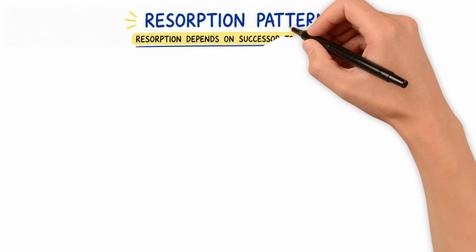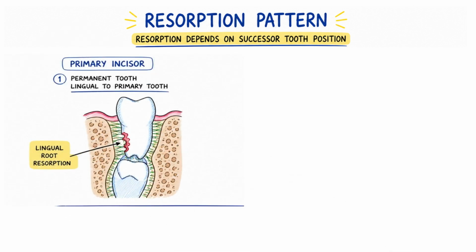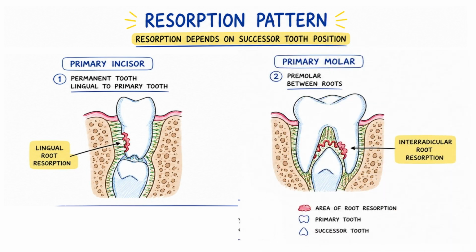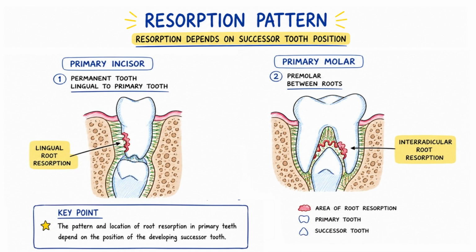The pattern of root resorption depends on the position of the developing permanent tooth. In primary incisors, the permanent successors develop on the lingual side, so root resorption usually begins on the lingual surface. In primary molars, the developing premolars lie between the roots, causing resorption to begin along the inner surfaces of the roots. This relationship explains why different primary teeth show different resorption patterns.